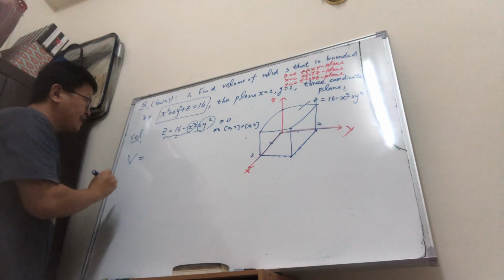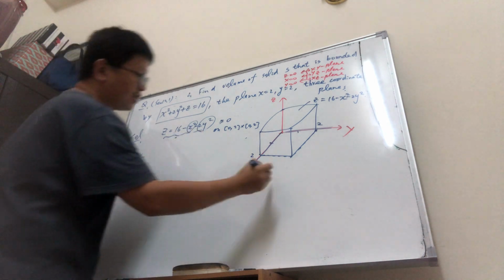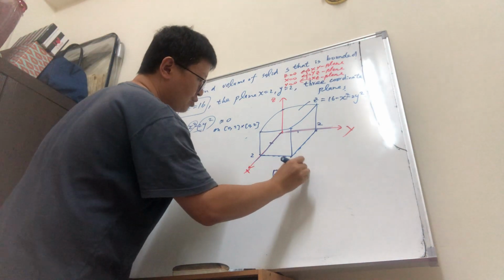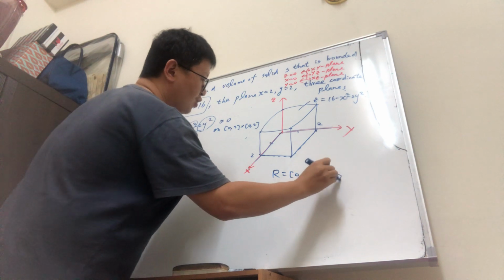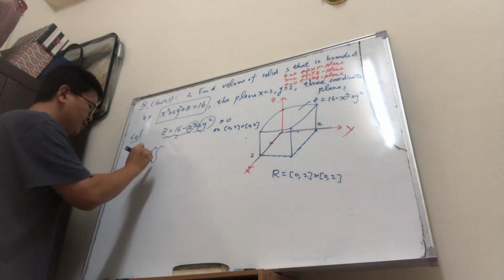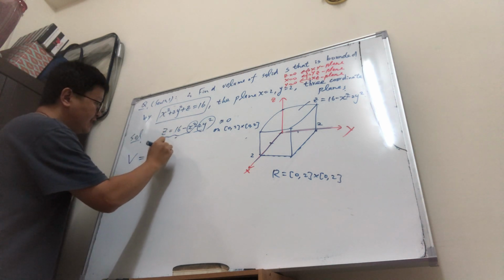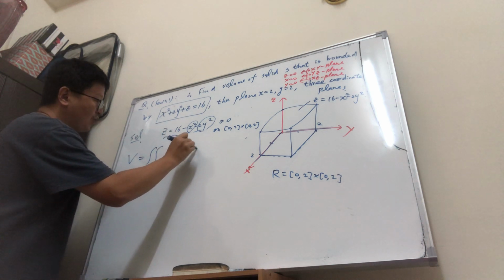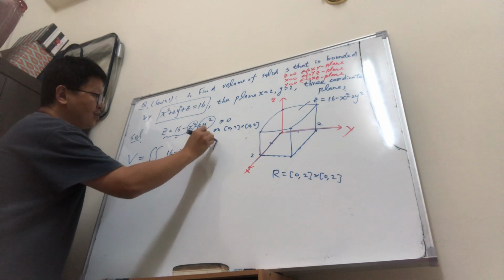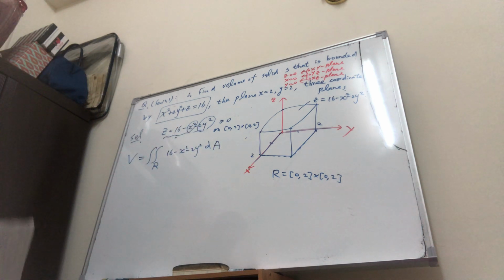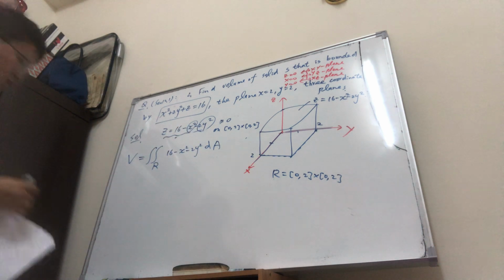The value of this solid, then it's our region R, 0 to 2, 0 to 2. So originally the question is the double integral over the region R of the function g, 16 subtract x squared subtract 2y squared, dA. It's the original problem.